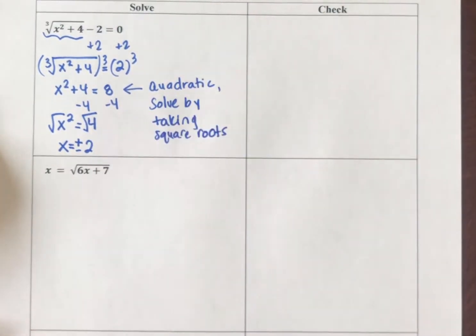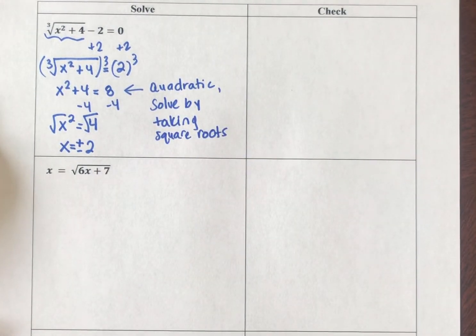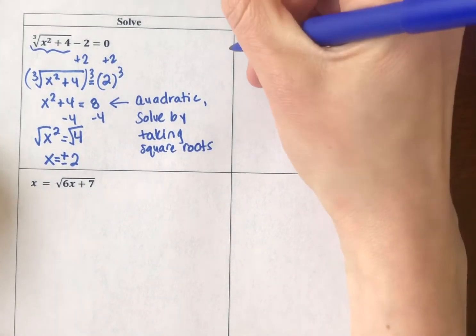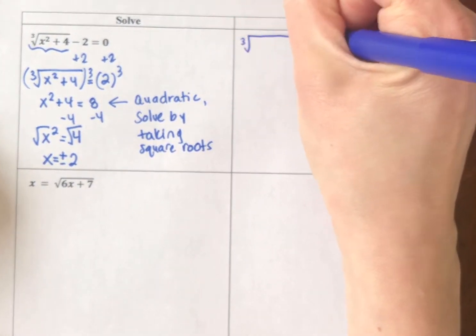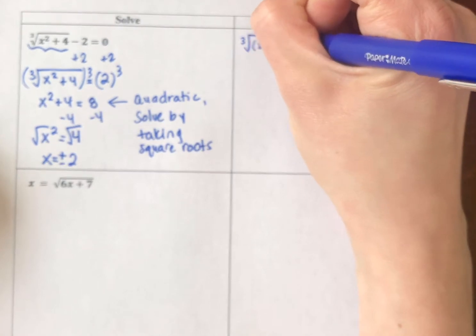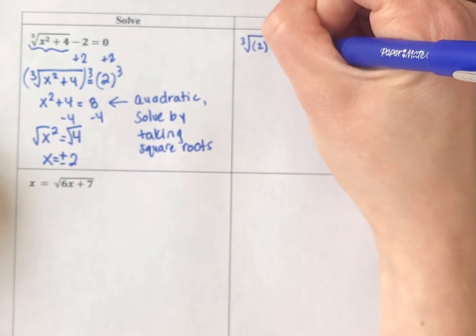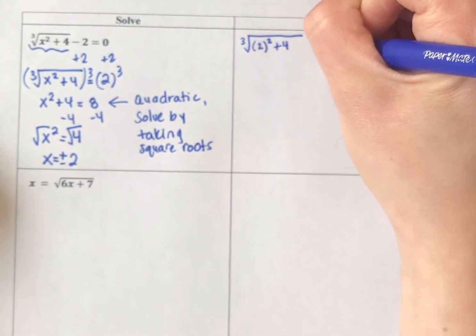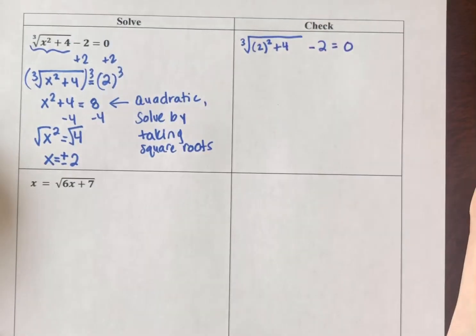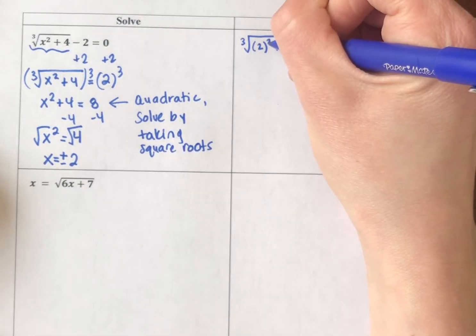All right, so now I want to check 2 solutions. I want to check 2 and negative 2. So you want to do those separately. All right, so first I'll plug in 2. Make sure when you substitute you're using parentheses, especially when it comes to those negative numbers. I'm going to plug it into the original problem. 2 squared is 4. 4 plus 4 is 8.